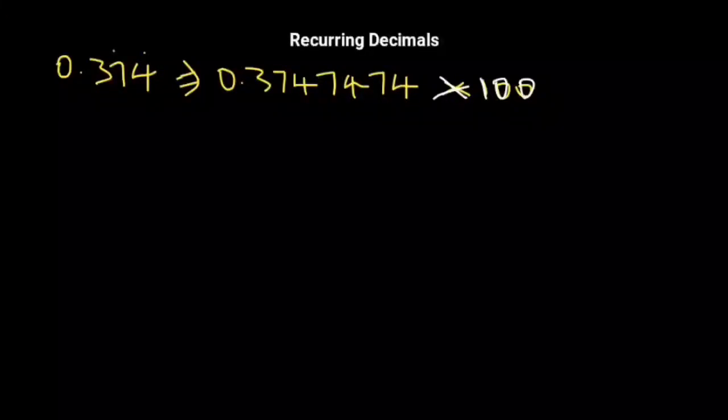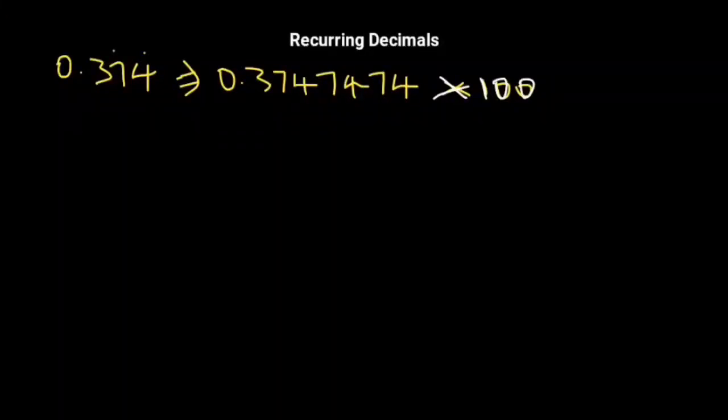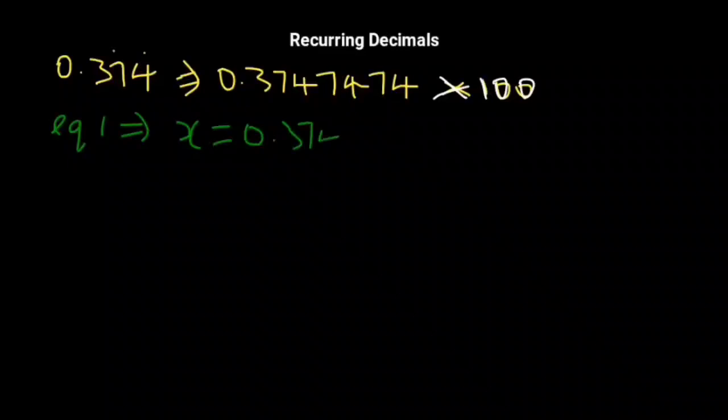So the first thing we need to do is write our first equation, which is equation 1, x is equal to 0.37474, and this continues. And then because we're multiplying by 100, that will make our equation number 2.